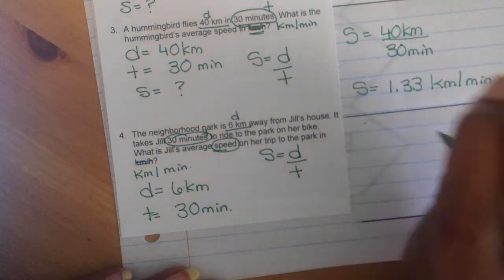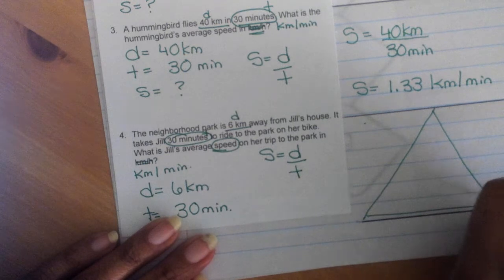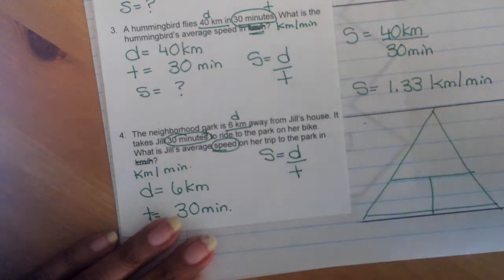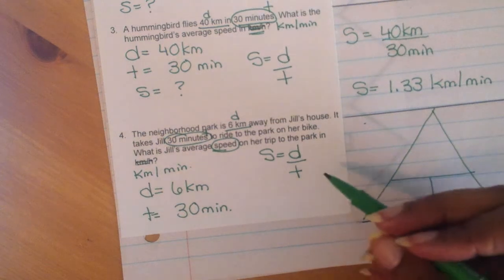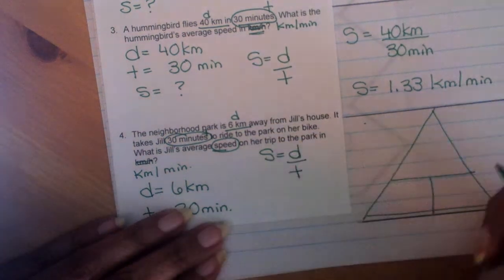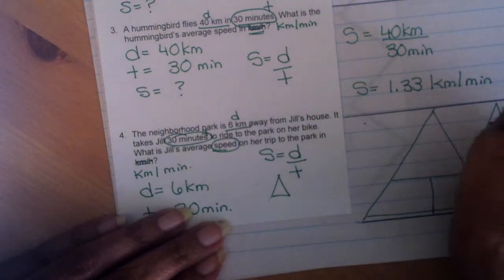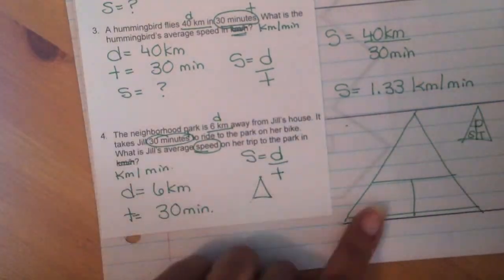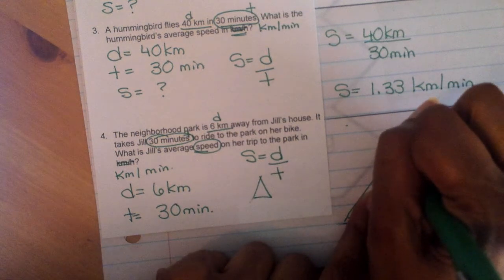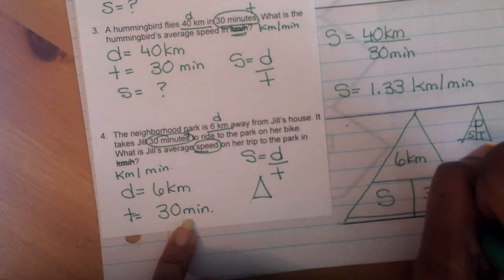So let's come over here. Let's do the triangle this time. And you pick which method works for you. I just wanted to show you a couple of different ways to do it. Okay, so speed is distance divided by time. Let's draw it over here. Our distance goes at the top, which is 6 kilometers. Speed is what we're looking for, and our time is 30 minutes.